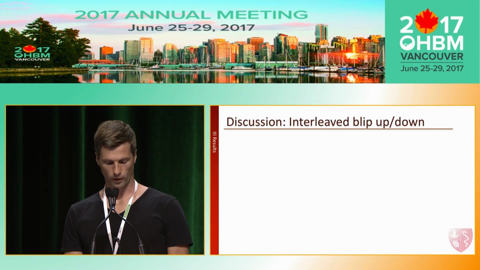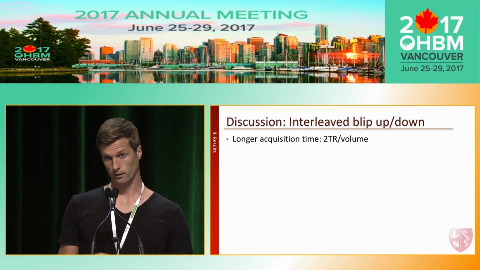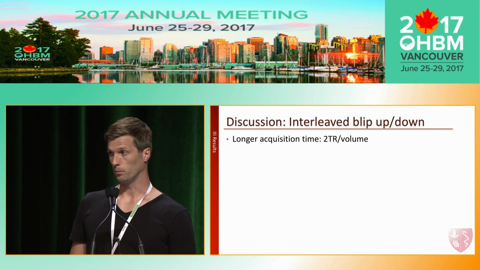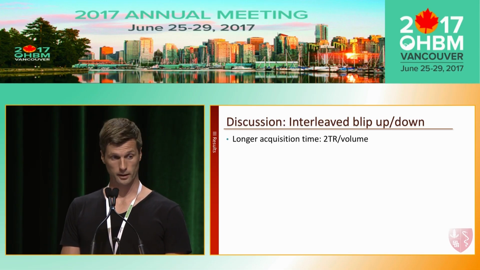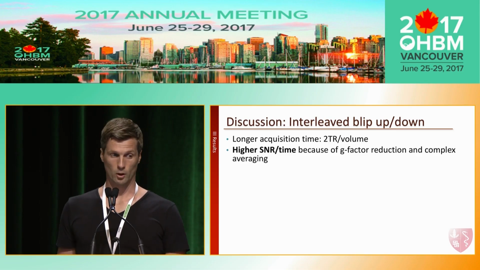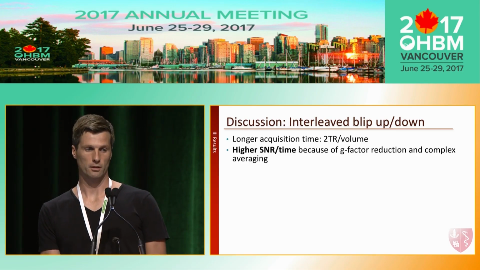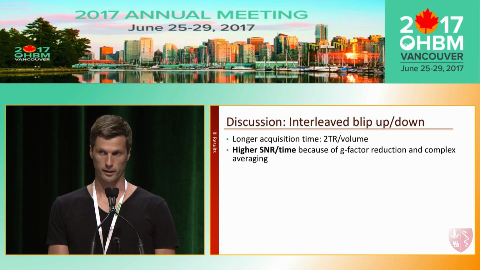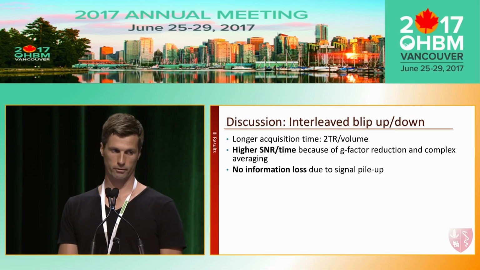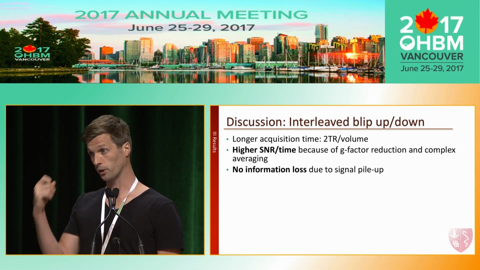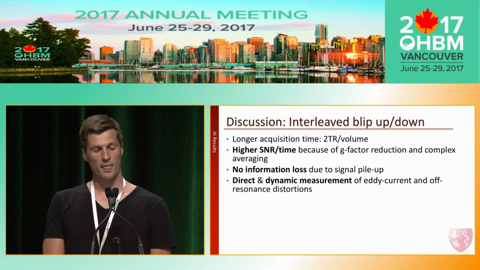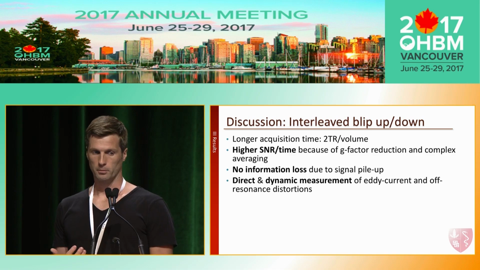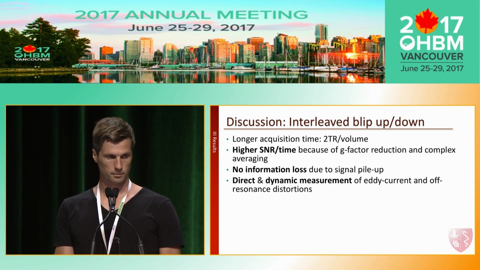So what do we make of all that? Of course, it's a downside that the acquisition takes twice as long because we have to acquire 2 TRs per volume to acquire the blip up and down data set. But that should be more than compensated by the higher scan efficiency because of the G-factor reduction and complex averaging instead of magnitude averaging. An additional benefit is that you don't have information loss due to signal pileup because you always acquire the corresponding encoding direction, and you get a direct and dynamic measurement of eddy current and off-resonance distortions.